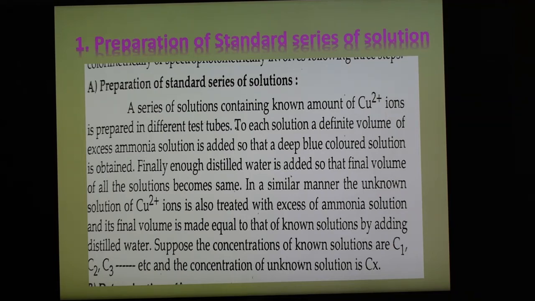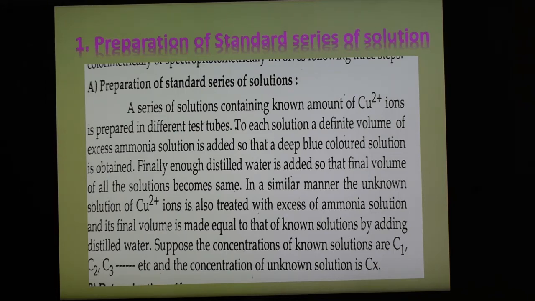First of all, we have to take 10 bigger-size test tubes, then take the copper deep blue solution in all of them with different volumes. For example, in the first tube 1 ml, then 2 ml, 3, like that up to 10 ml. Then add the ammonia solution, 10 ml or 15 ml. After that add sufficient water. So prepare this copper ammonia solution system for the known solutions. Similarly, also prepare one system for the unknown solution. So 10 known systems are there and one unknown system.